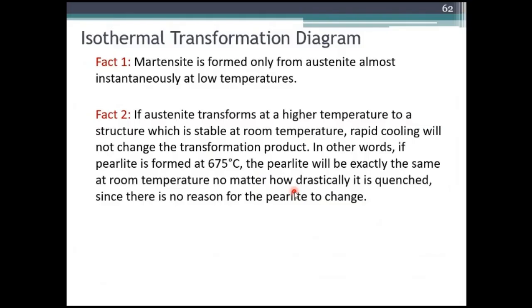Another fact is, if the austenite is formed at a higher temperature, which is stable at room temperature, this rapid cooling will yield a change to another product, which will yield the formation of perlite. Okay, if it is drastically quenched, there will not be any perlite to change. So that is the main thing.